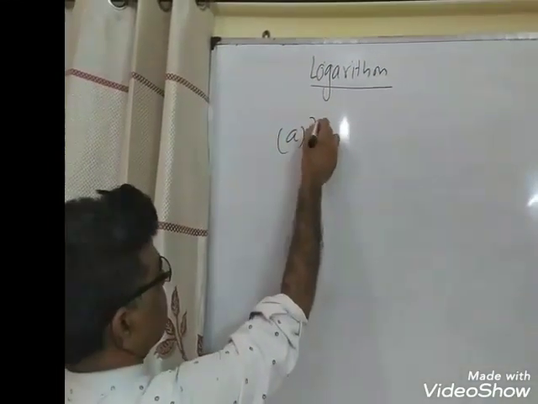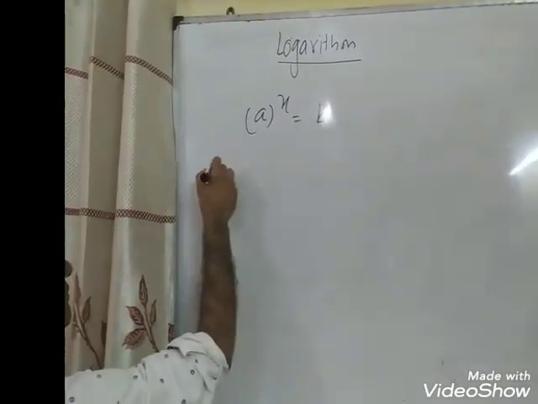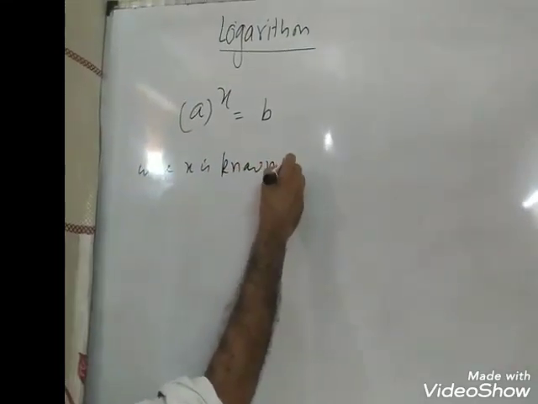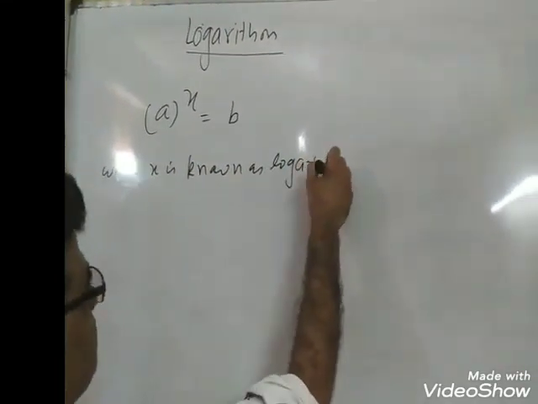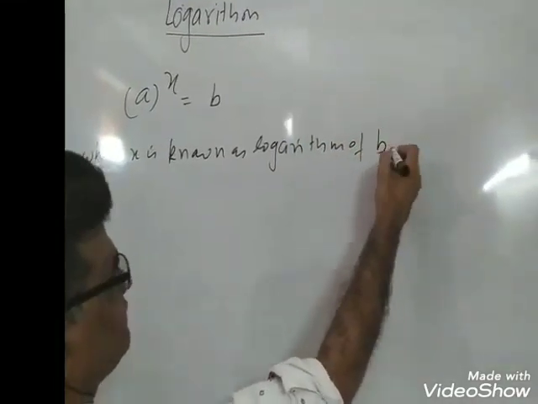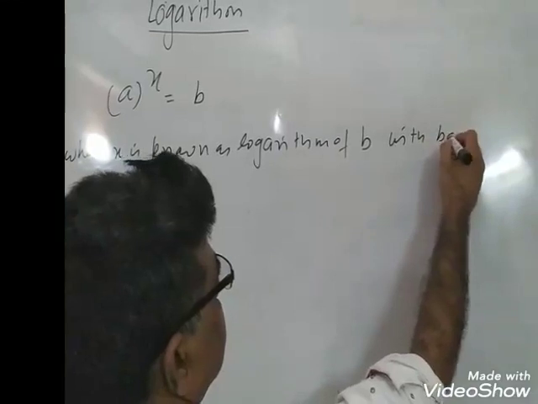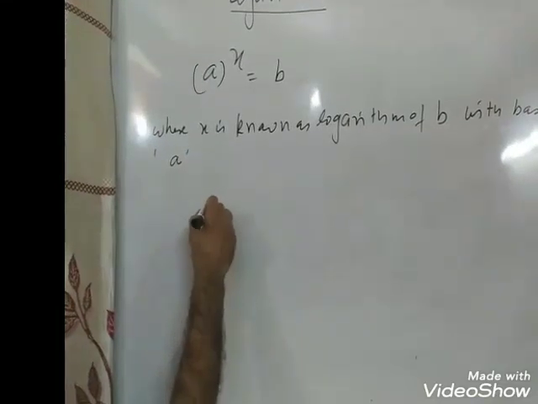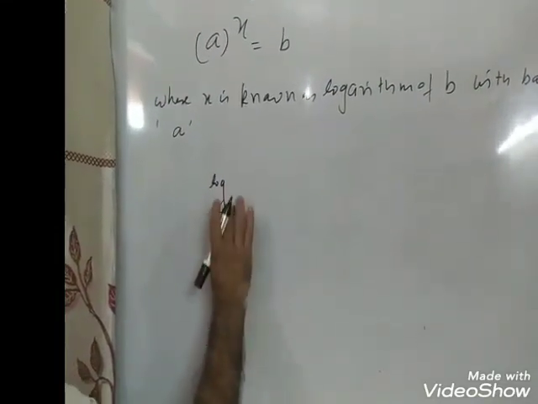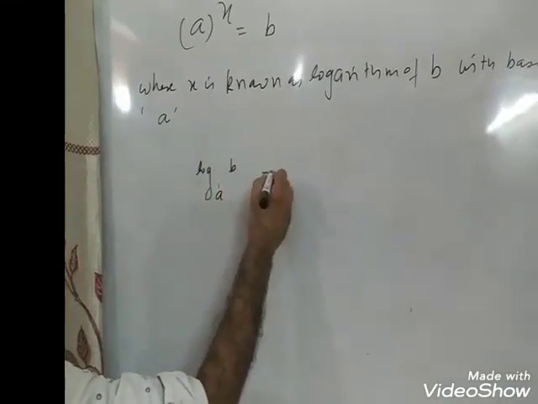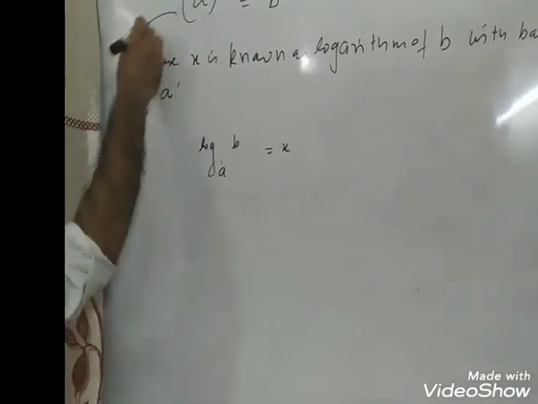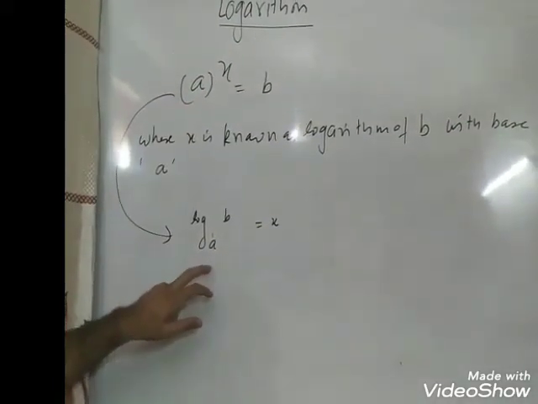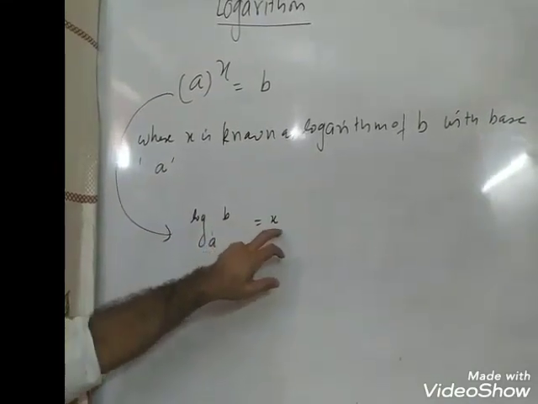a to the power x is equal to b, where x is known as the logarithm of b with base a, and this can be written as log base a of b. This is equal to x. So this thing can be written in this way: a to the power x is equal to b is similar to log base a of b, and this is equal to x.